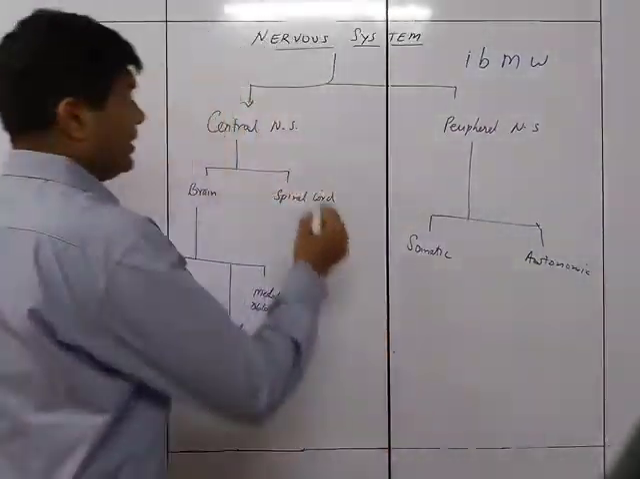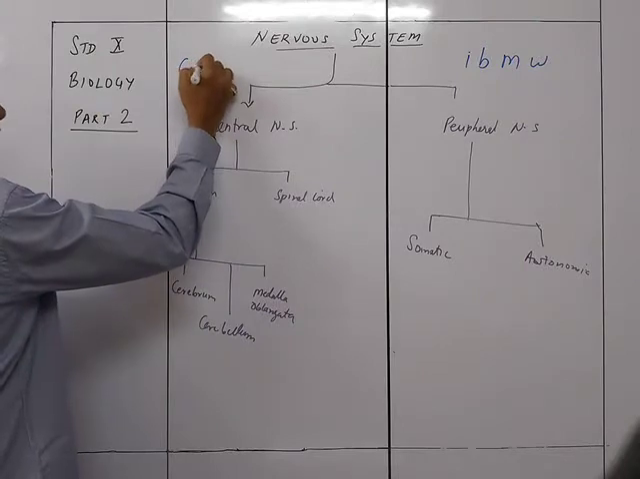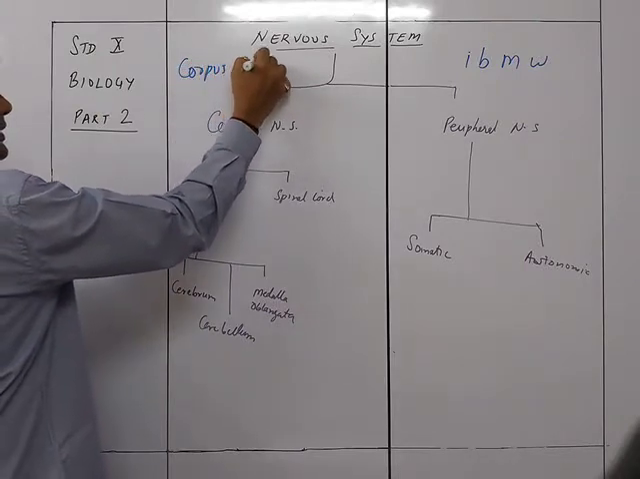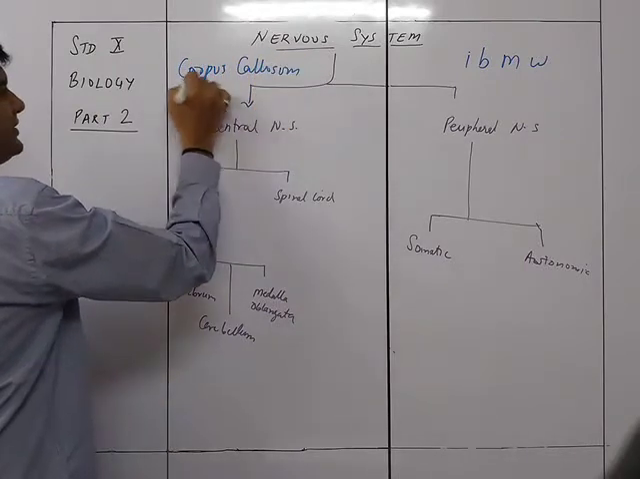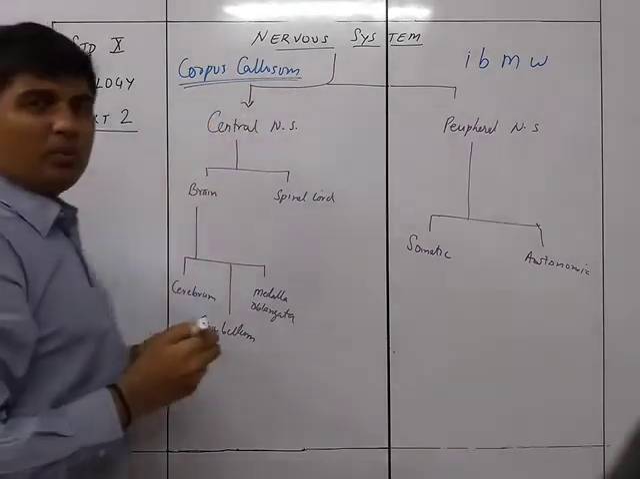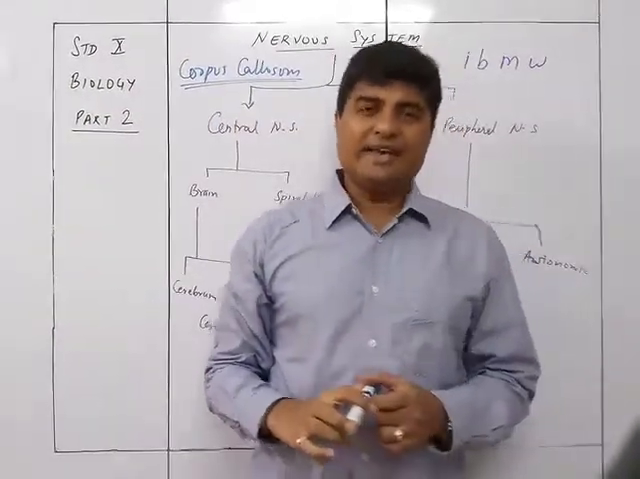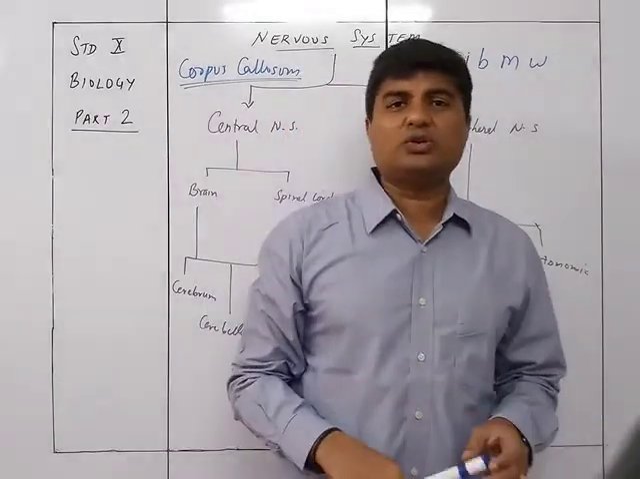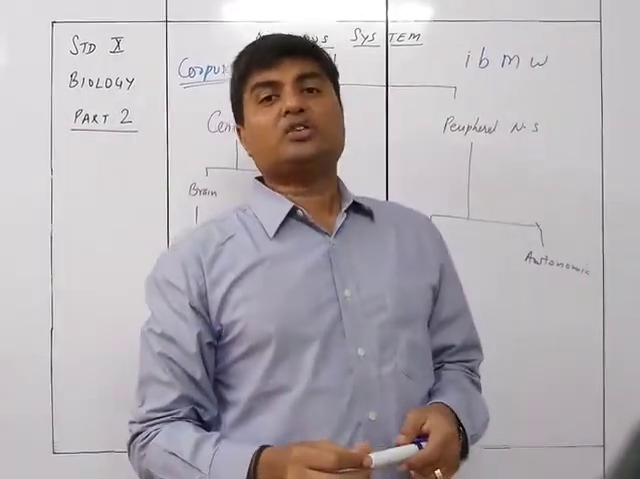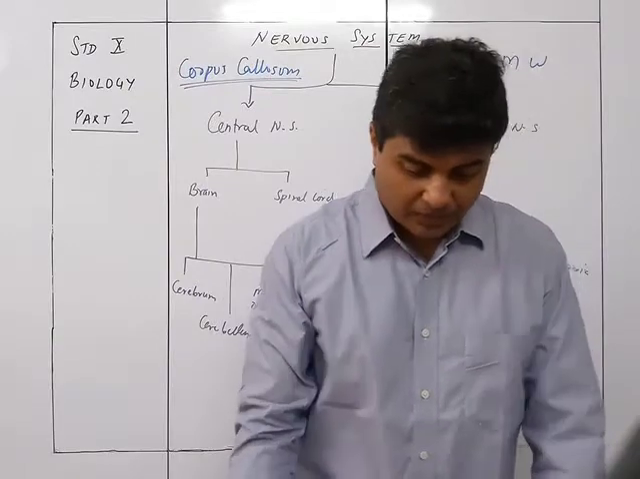It is called corpus callosum. So corpus callosum is the one which is connecting the two hemispheres of the cerebrum. Okay, the sheet which connects the two hemispheres of the cerebrum is called the corpus callosum.